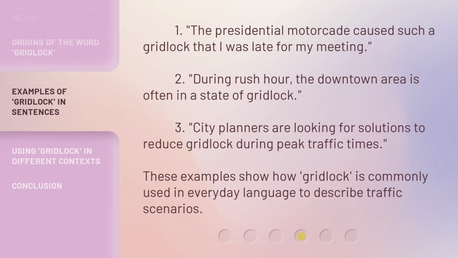1. The presidential motorcade caused such a gridlock that I was late for my meeting. 2. During rush hour, the downtown area is often in a state of gridlock. 3. City planners are looking for solutions to reduce gridlock during peak traffic times. These examples show how gridlock is commonly used in everyday language to describe traffic scenarios.